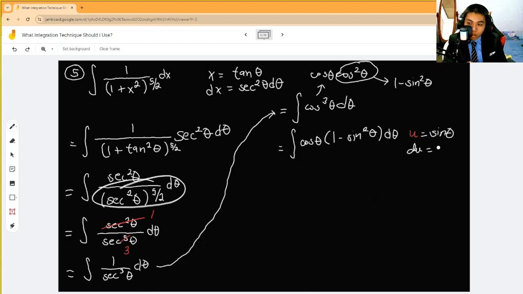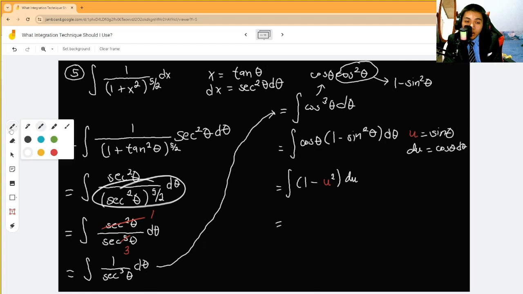No. It's cosine, positive cosine theta, d theta. That's actually referring to other things, okay? And now we have the integral. Now we are left with this, and we are integrating this in the u world. So we have the integral of 1 minus, our u is sine theta, so we have u squared du.